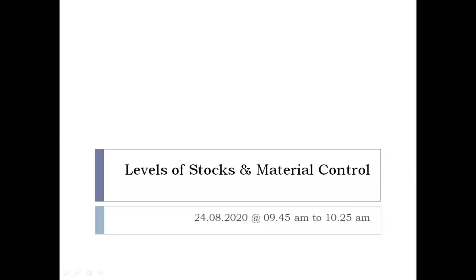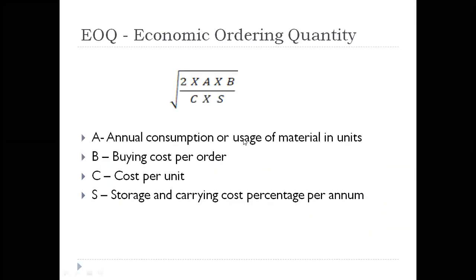Okay, so that's this class, levels of stock and material control. Okay, the first one. So we can go with the economic ordering quantity. In this question you can expect 5 mark questions and also 2 mark questions. So the formula is root of 2 into A into B divided by C into S.